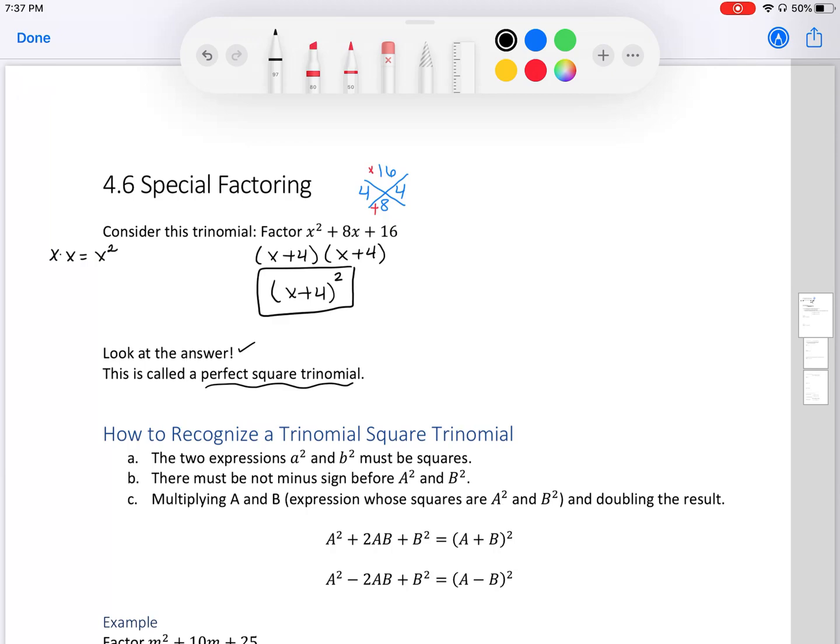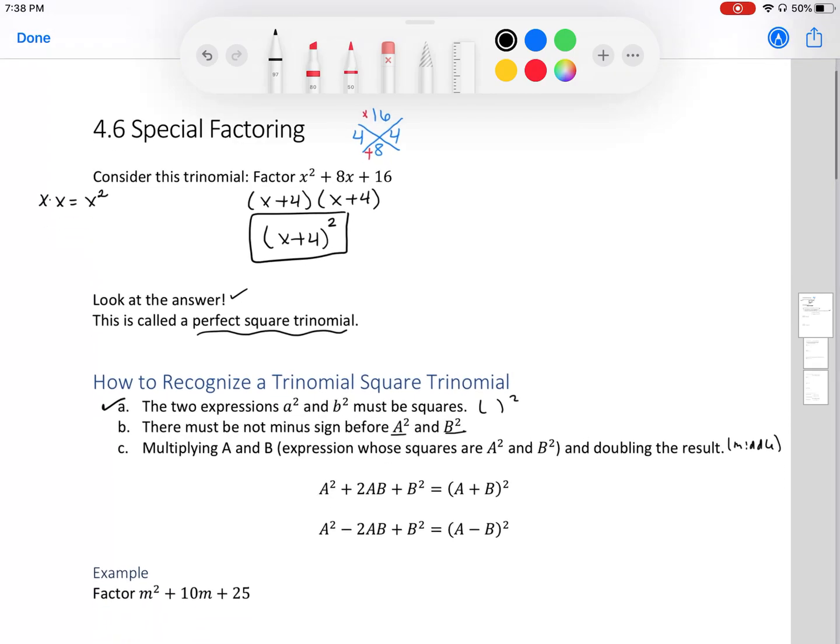Now, how do we recognize a perfect square trinomial? It can save you some time with factoring. This problem wasn't so bad, but you can follow these steps to easily recognize one. First, the first and last terms, a squared and b squared, must be squares. So you should be able to split up the number and square it. B, there mustn't be a minus between those square numbers, so it must be positive. And C, multiplying a and b and doubling it gives your middle term. That's your middle number.